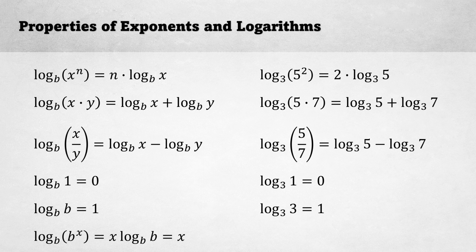Now, log base b of b to the x can be expressed as just x. We can apply the power rule of logs and get x log base b of b, and we know that log base b of b equals 1, so this simplifies to just x. So log base 3 of 3 to the 5th is just 5. These were some properties of logs.